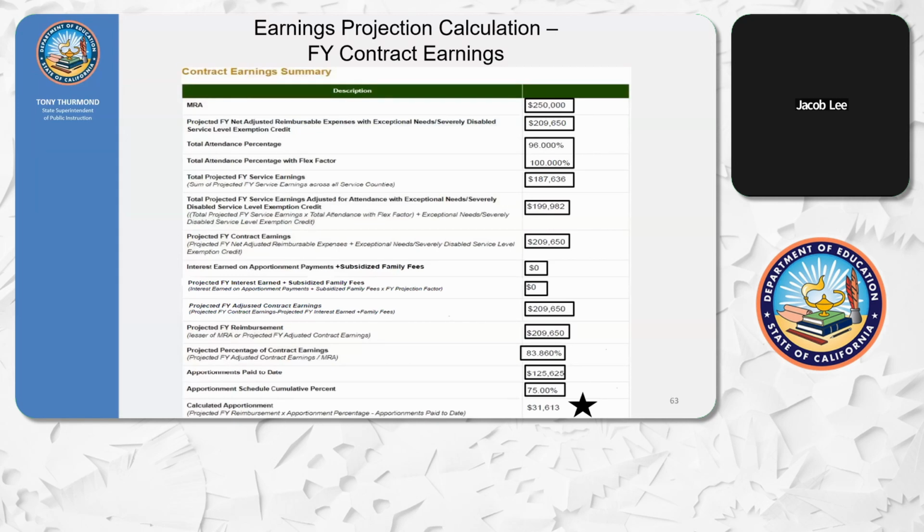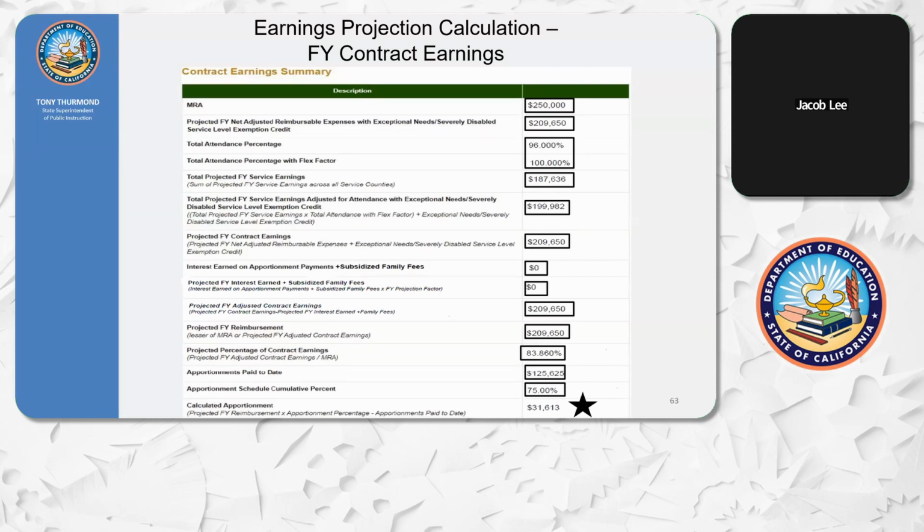All right, so now we'll look at the last section of the calculation sheet, which is going to determine the apportionment. So the lesser of costs, the MRA, is going to be stated here at the top, and that's going to be $250,000. Next, you'll see the projected fiscal year net adjusted reimbursable expenses with the exceptional needs and severely disabled service level exemption credit added, and that's going to be $209,650.